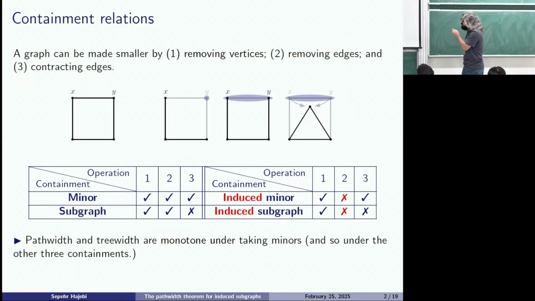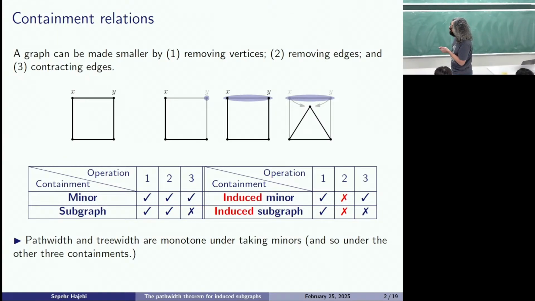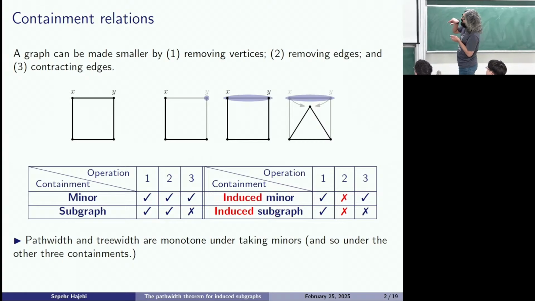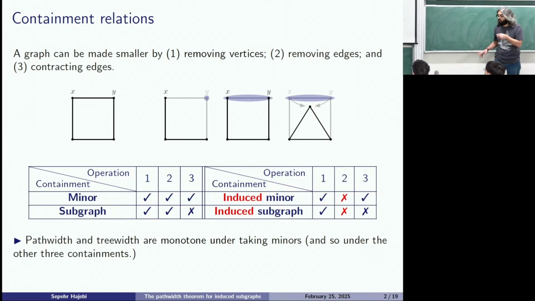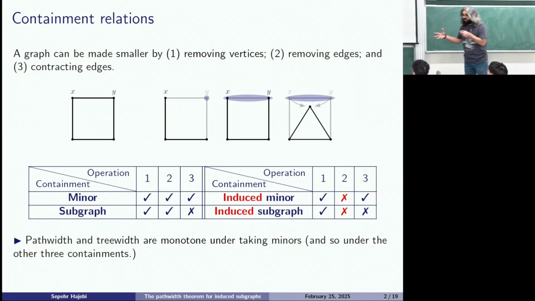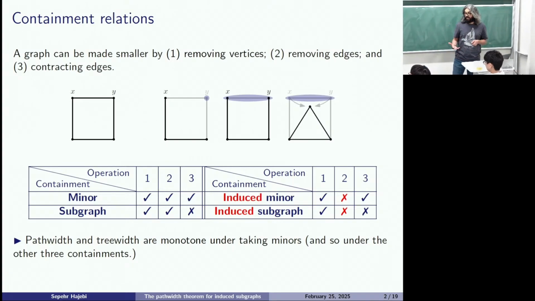And different combinations of these operations give you relations on graphs. So you have minors and subgraphs. Minors allow for all 3 operations. Subgraphs only allow for removing vertices and edges. And each one of these containments has an induced version. So induced subgraph means you only remove vertices, and induced minor means you only remove vertices or contract edges. So the induced version of a containment relation is really just the same, it only disallows removing edges.